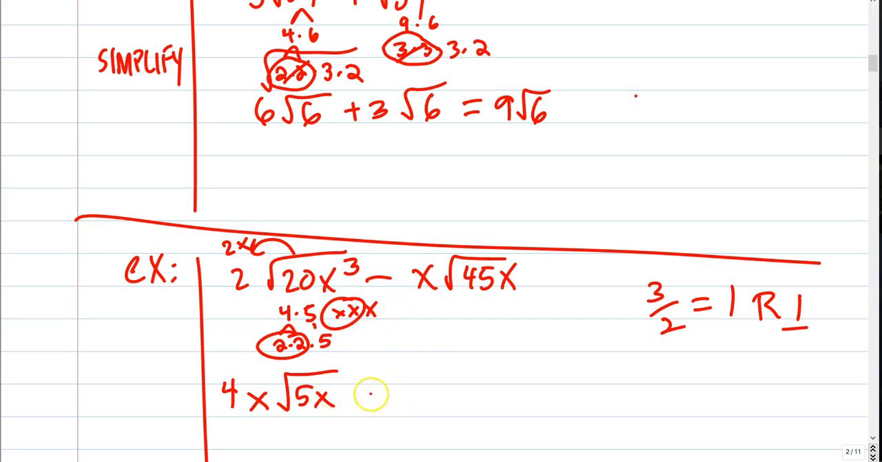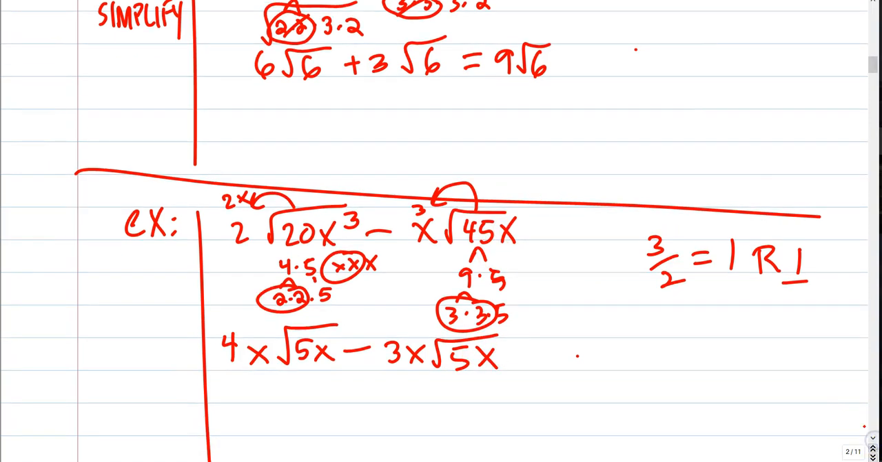This next one now minus 45x, there's already an x there. So, I guess I won't mess with that yet. 45, 9 times 5. About 3 times 3 times 5. 3's come out. And so that leaves us with 3x square root of 5, and that x is stuck in there.